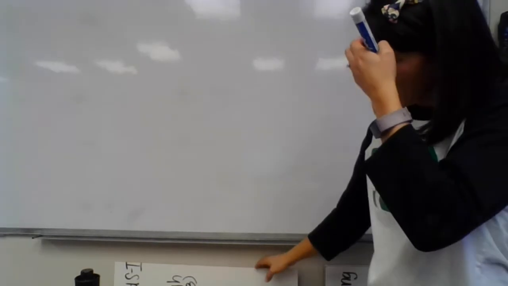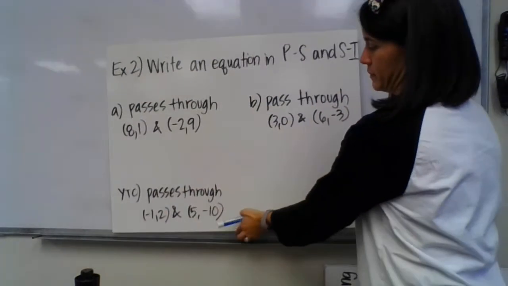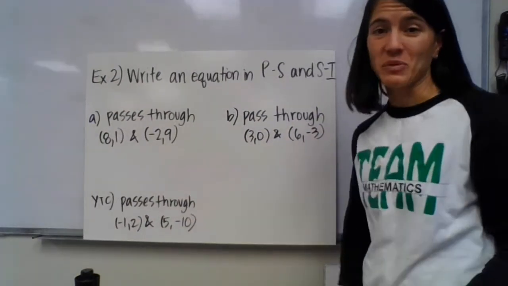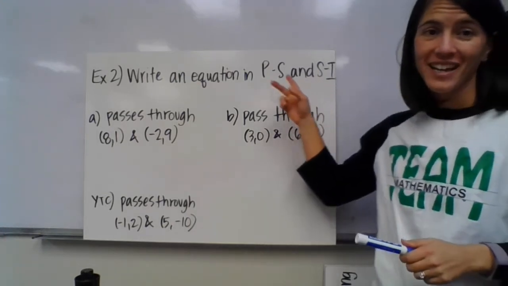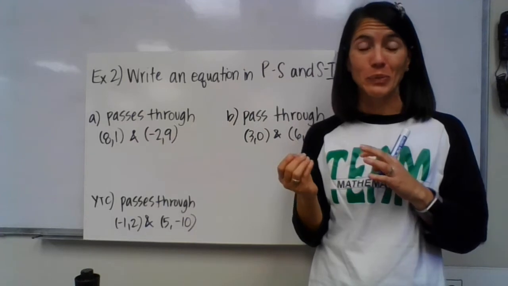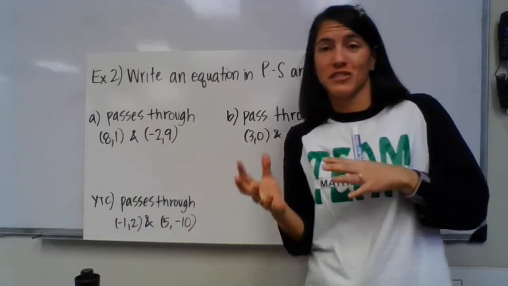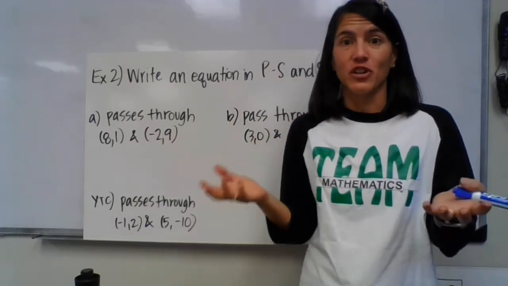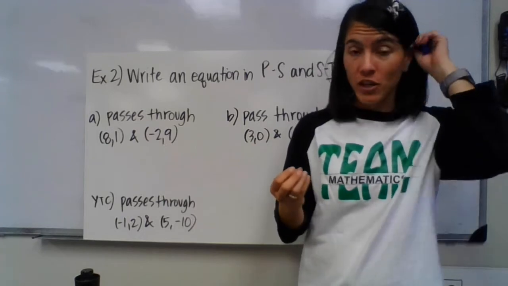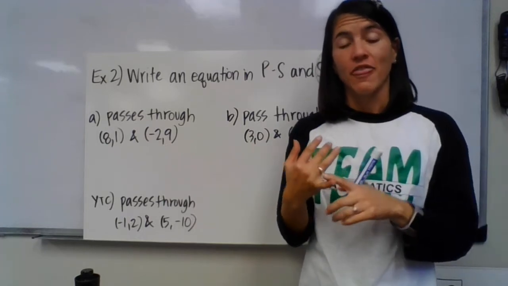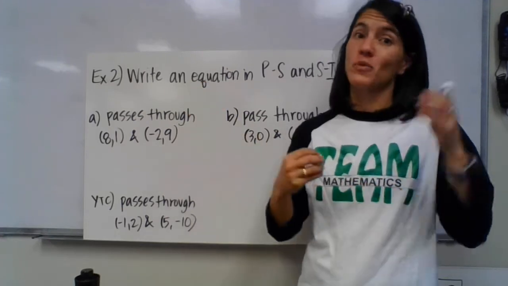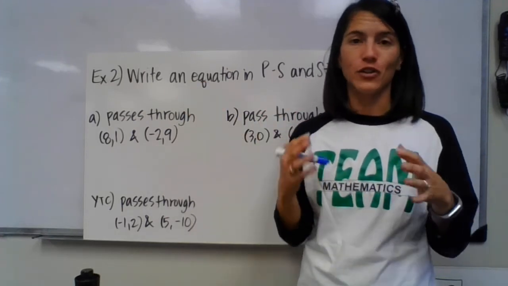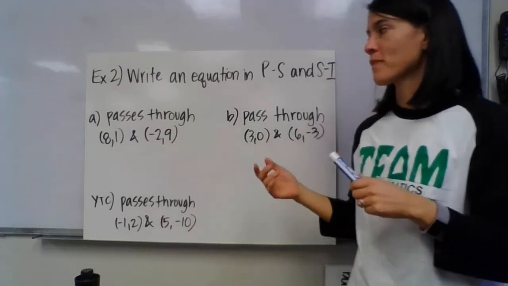Okay. Example 2. Example 2, write an equation in point slope and slope-intercept. So I'm going to show you how it's really simple to go from point slope to slope-intercept, and at different times you're going to want to use the different equations, particularly if you want the slope. They both give you the slope, but the question is, do you want a point or do you want the intercept? And then you're going to have to figure out which equation you want.